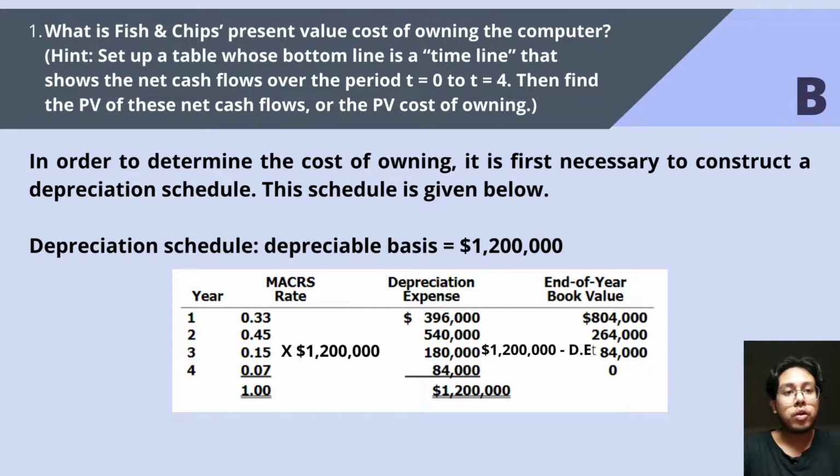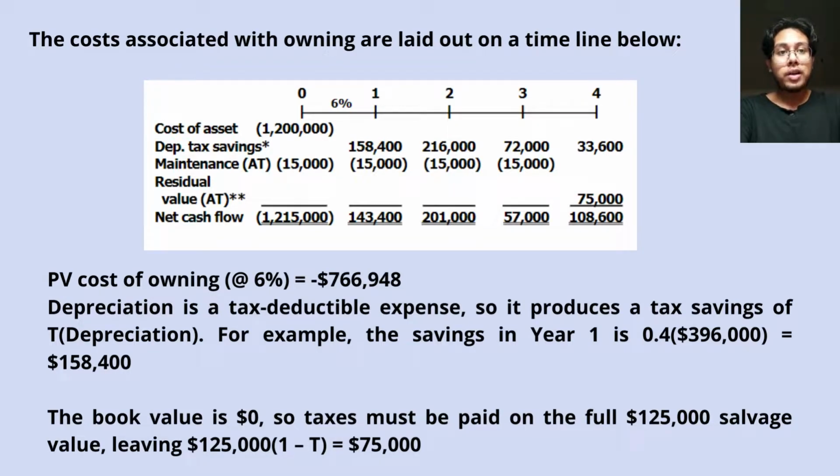For example, 1.2 million subtract $366,000, so we get $804,000. For year 2, $804,000 subtract $540,000, so we get $264,000, and so on. The costs associated with owning are laid out on the timeline below. Maintenance is also known as an operating expense, so it is deducted with the tax rate. So we just multiply the maintenance amount by 1 minus T, which is the tax rate. So we should get $15,000 for each year in the timeline.